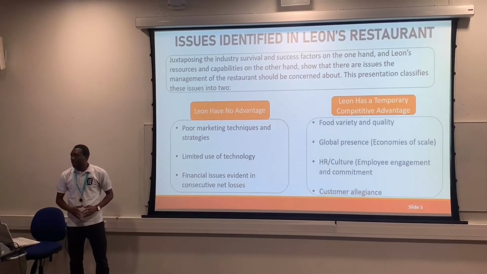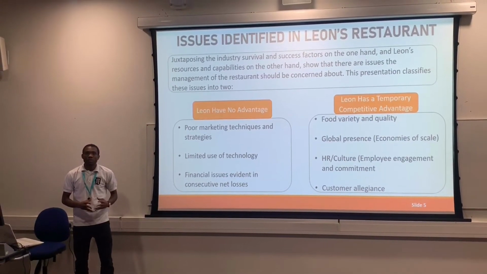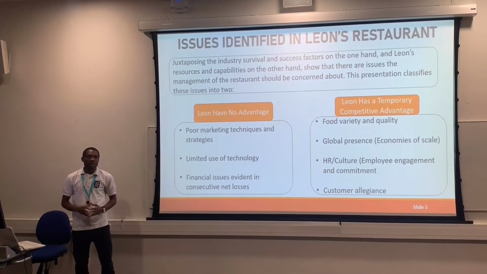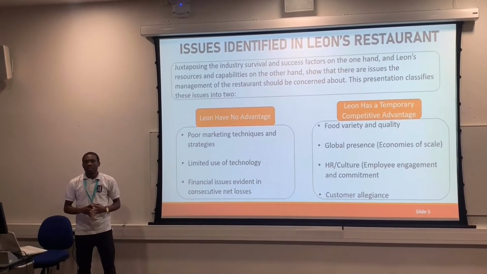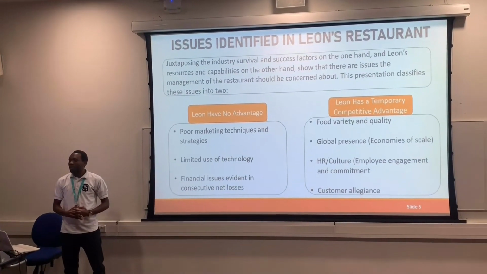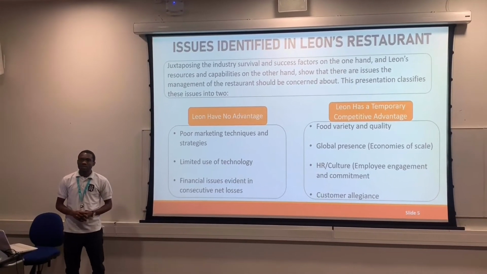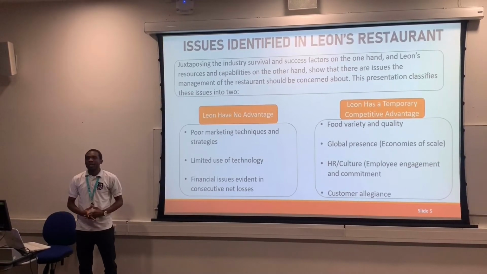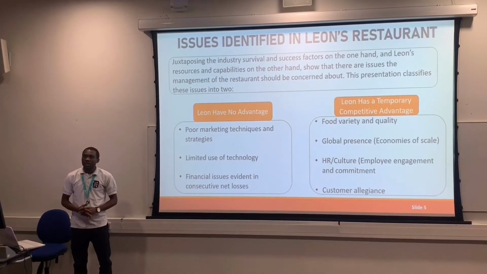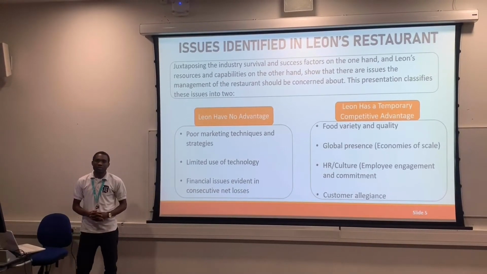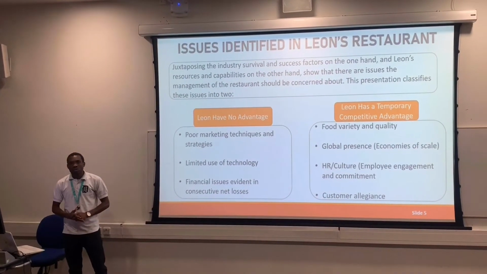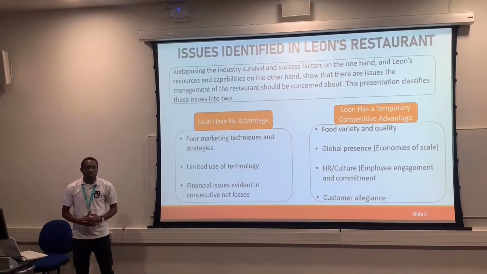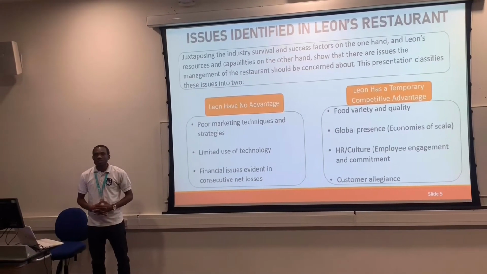For those issues where Leon has a temporary advantage, one is the variety and quality of the food products. Their food products are based on a plant-based diet, and they are naturally and locally sourced. Also, Leon has a global presence, as said earlier in this presentation. They have a presence in the UK, of course, they have a presence in other European countries, and recently, about 2 or 3 years ago, they have a presence in the United States of America. Also, they have a strong organizational culture as represented in their human resource department and their relationship with employees.